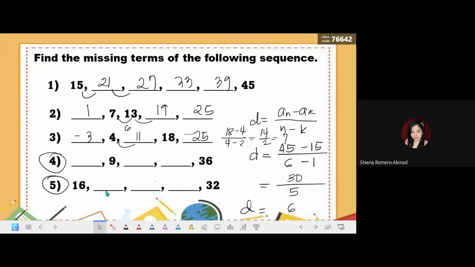Okay, number 4, difference is 14. So, number 4, yung difference natin is 14. Sige nga, try nga natin. 36 minus 9 divided by 1, 2, 3, 4, 5. 5 minus 2.